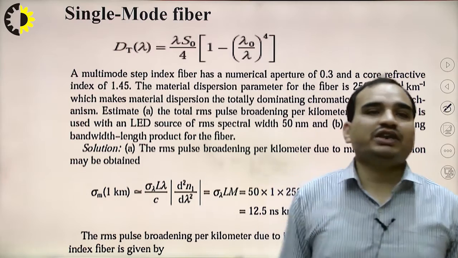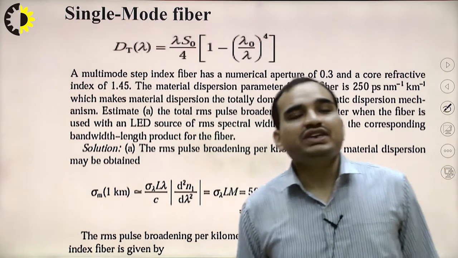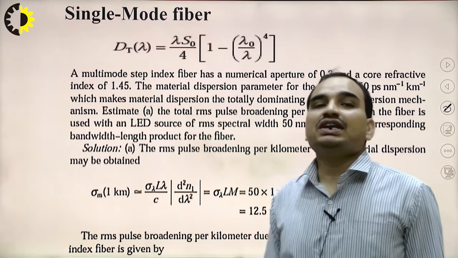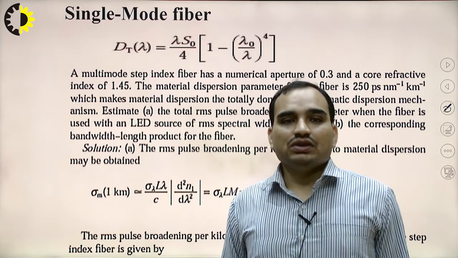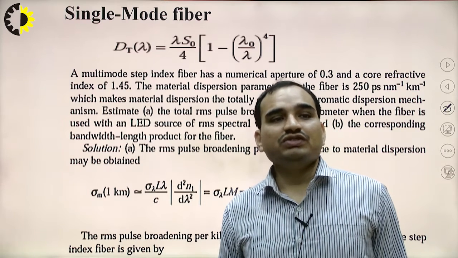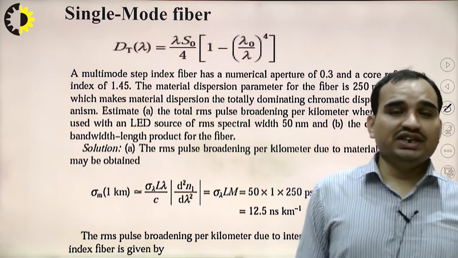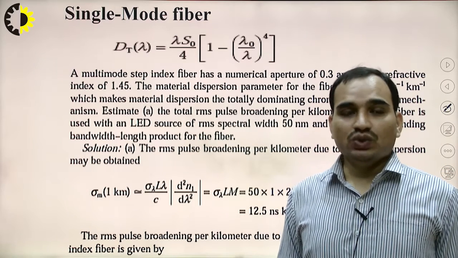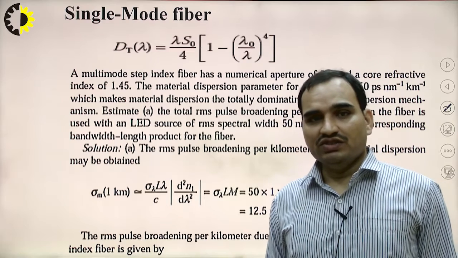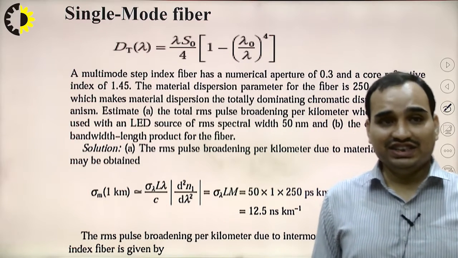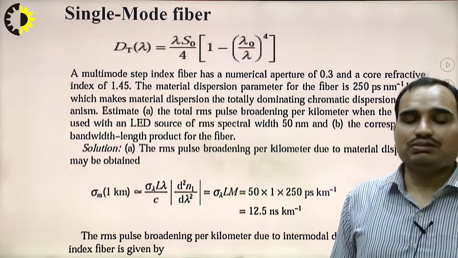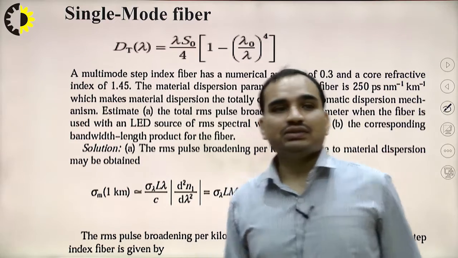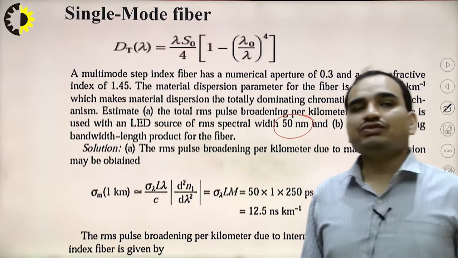Let's solve this numerical. A multi-mode step index fiber has a numerical aperture of 0.3 and a core refractive index of 1.4. The material dispersion parameter for the fiber is 250 picoseconds per nanometer per kilometer, which makes the material dispersion the totally dominating chromatic dispersion mechanism. Estimate the total RMS pulse broadening per kilometer when the fiber is used with an LED source of RMS spectral width 15 nanometers, and the corresponding bandwidth length product for the fiber.